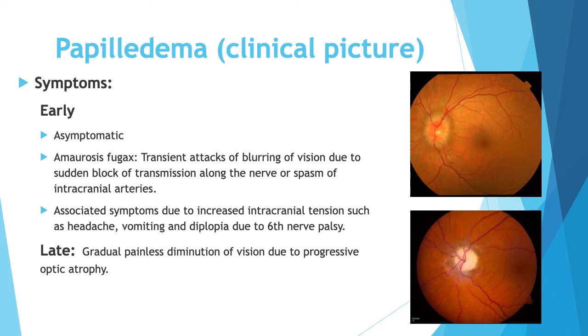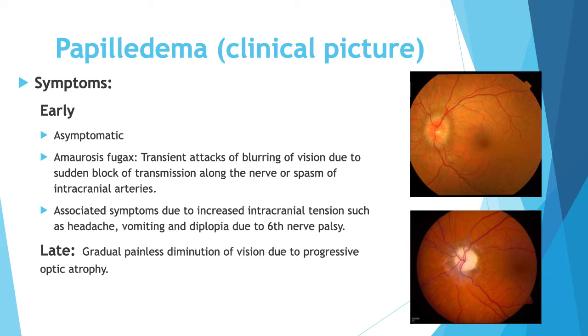Other associated symptoms, which are very important, are those of increased intracranial tension: headache, vomiting, diplopia. And this happens due to sixth nerve palsy, pressure on the sixth nerve by increased intracranial tension. And we know the sixth nerve is the most vulnerable one because it runs a long course along the bone and it can easily be damaged and compressed.